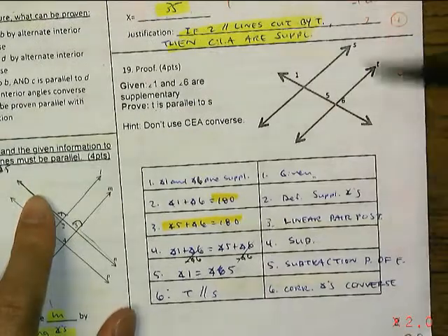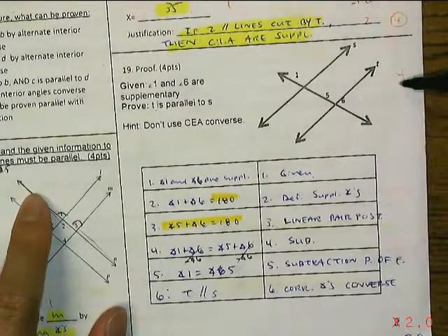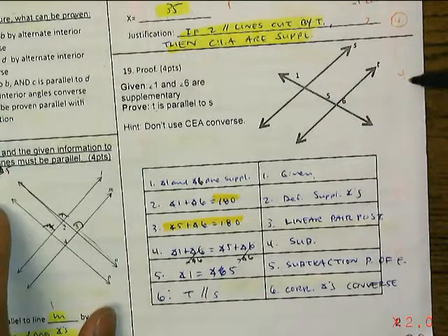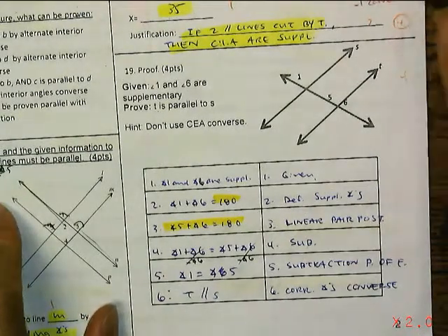So out of that whole thing, that was worth 4 points. If you get a majority of it, I give you 3 points. Half of it, 2 points, and 1 point for trying.